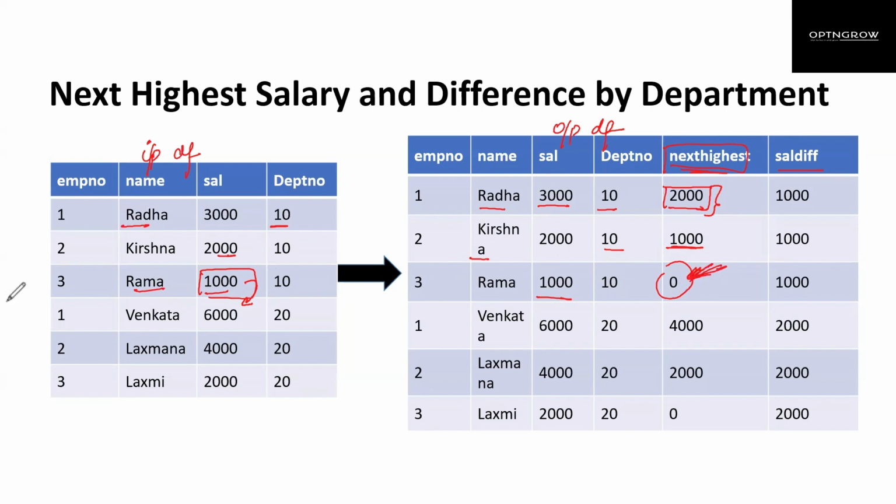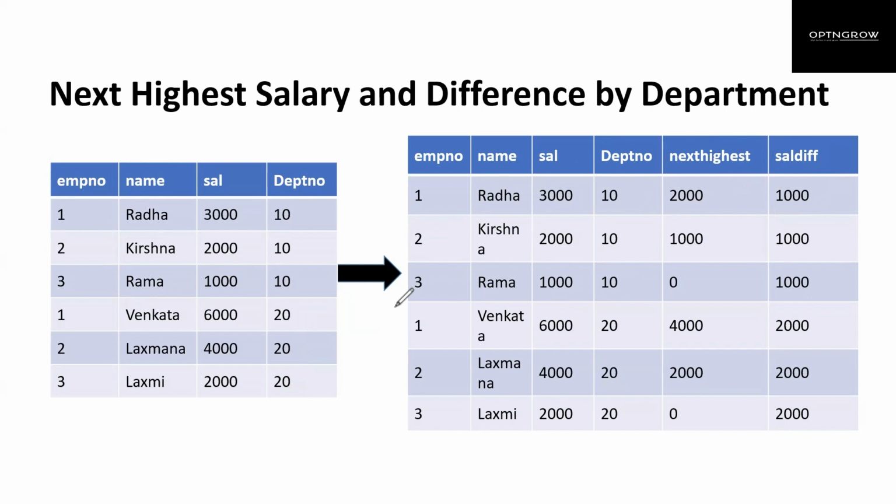Moving ahead, for department number 20 we have done the same thing. I hope I'm clear with the next highest column. Okay, let's quickly look into the salary difference column. Now, this is a very simple one. All we are doing is simply subtracting the next highest salary from the salary of the employee. So 3,000 minus 2,000 is 1,000, and so on. I hope I'm clear with the question.